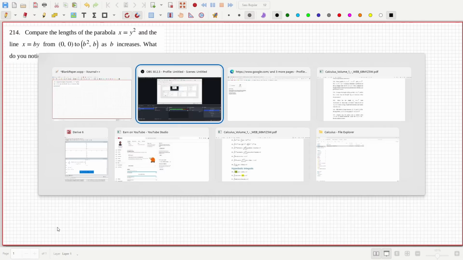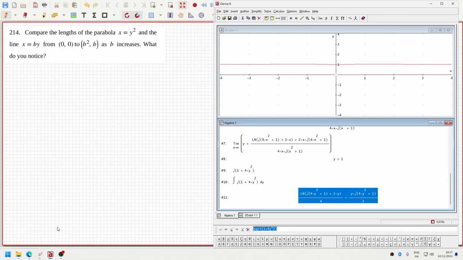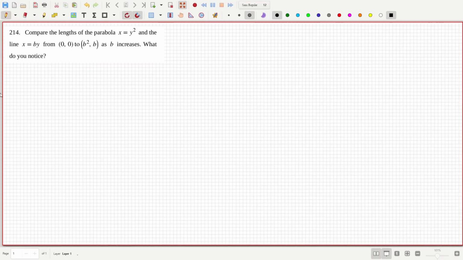I have to do this question again because I was using the software here and I was off by a factor of 4, so I don't know where it is. So I'll just start from the beginning again. The first thing is the line.